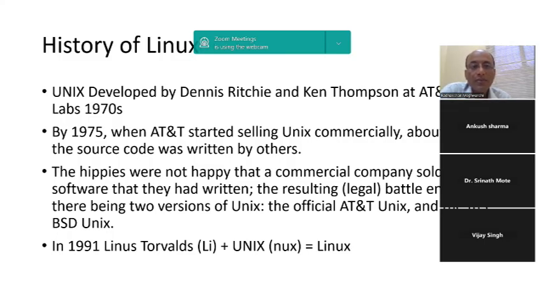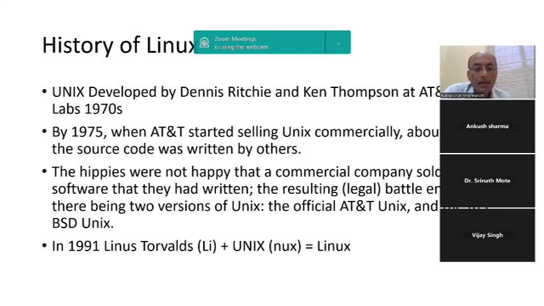Now, the history of Linux. Unix was developed by Dennis Ritchie and Ken Thompson at AT&T Lab in the 1970s. Then in 1975, AT&T Lab started selling that software. Some users were not happy with that, so they separated into two teams. One is Unix, the commercial version, and the other is the open version. The open version is called BSD Unix, and the commercial version is different in shape.